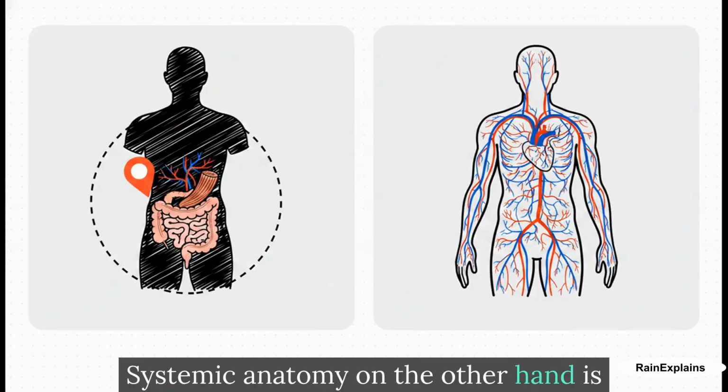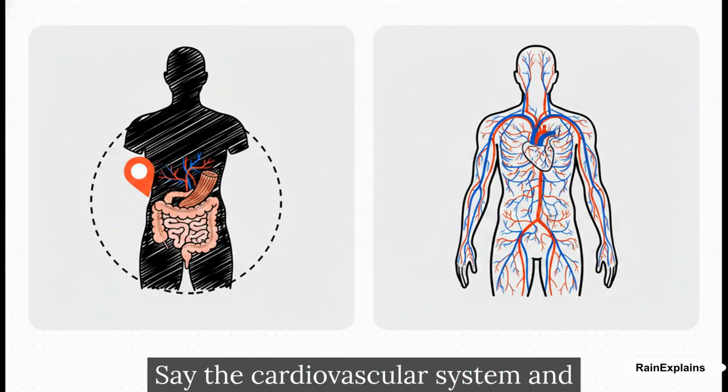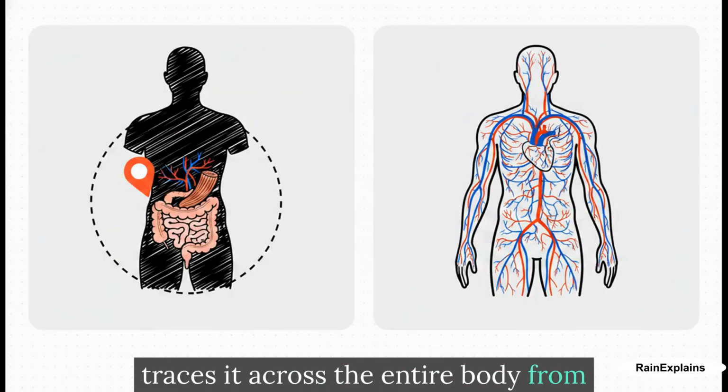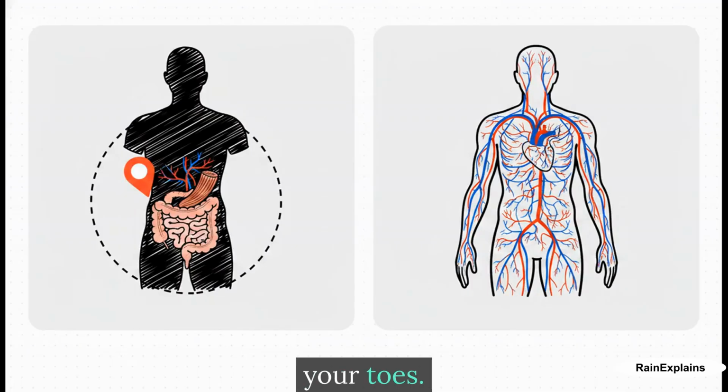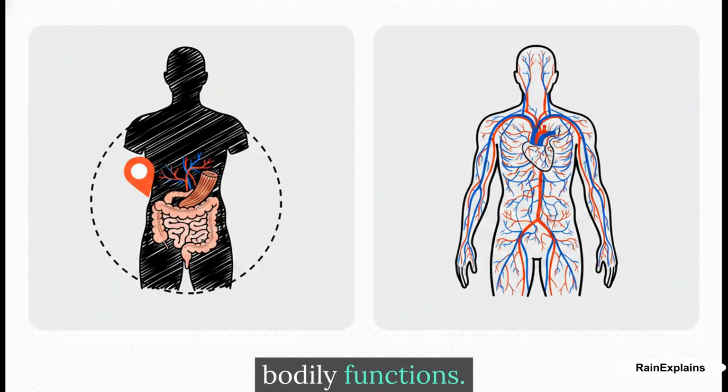Systemic anatomy, on the other hand, is functional. It looks at one specific system, say the cardiovascular system, and traces it across the entire body, from the top of your head down to the tips of your toes. This systemic approach is absolutely crucial for understanding overarching bodily functions.